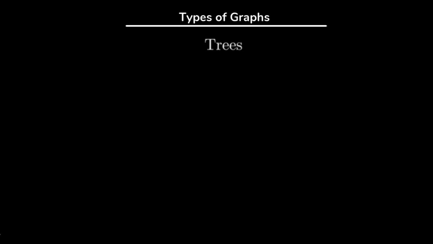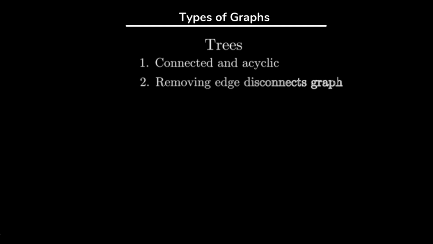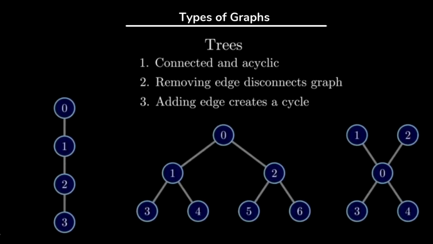All trees are connected and acyclic. Removing an edge from a tree will disconnect the entire graph. And furthermore, adding any single edge to a tree will create a cycle. These are three valid examples of trees, and I encourage you to take a second, pause the video, and confirm that these properties hold. Personally, I find verifying the second and third properties surprisingly satisfying. It really emphasizes how fragile a tree structure is, which I think is kind of cool.